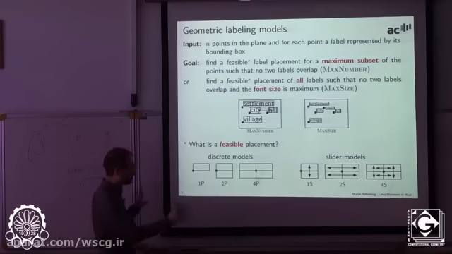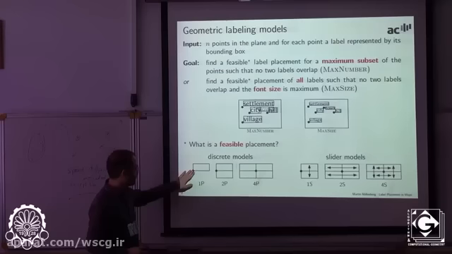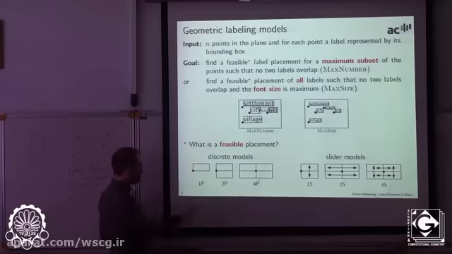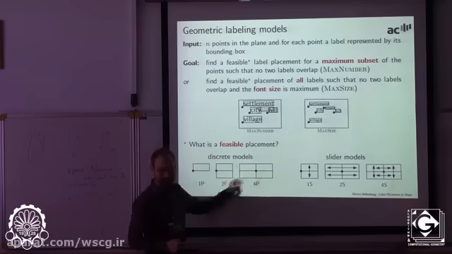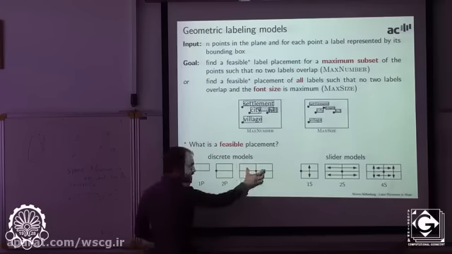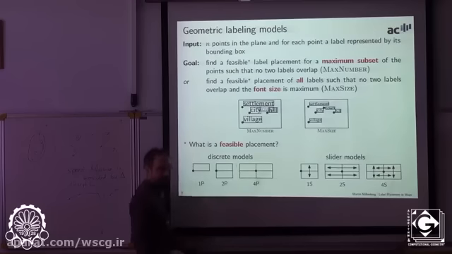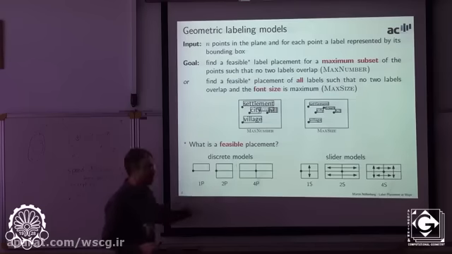And basically in the literature you can distinguish two types of models. There's a bunch of discrete models and there's a bunch of slider or continuous models. So in the discrete models, usually you have a small set of candidate positions for the label. For example, you could say only top right, and then there's no choice. Or you can say to the right of the point, or one corner should touch the point. There's also 8 position models that are frequently used, when you can also center the label around the point. But more than 8 positions is rarely used in a discrete model.